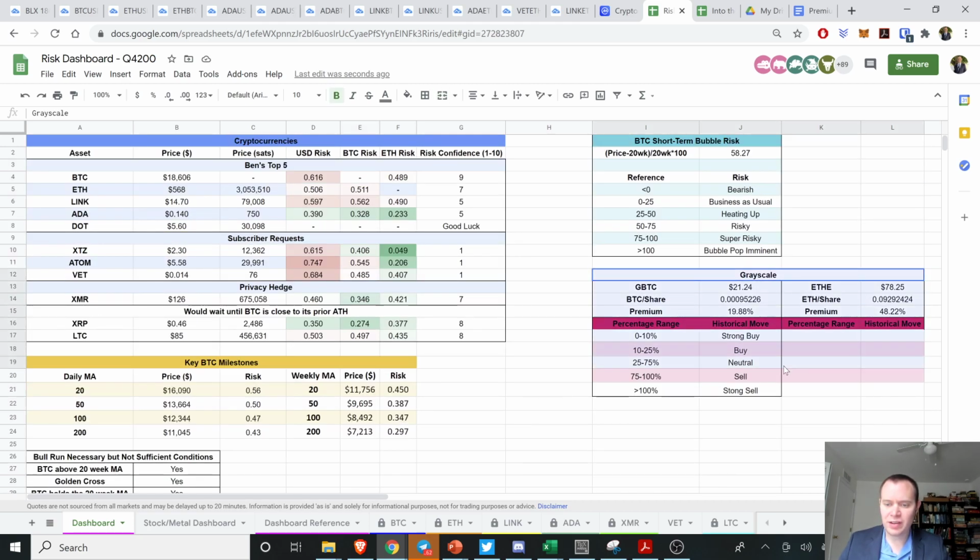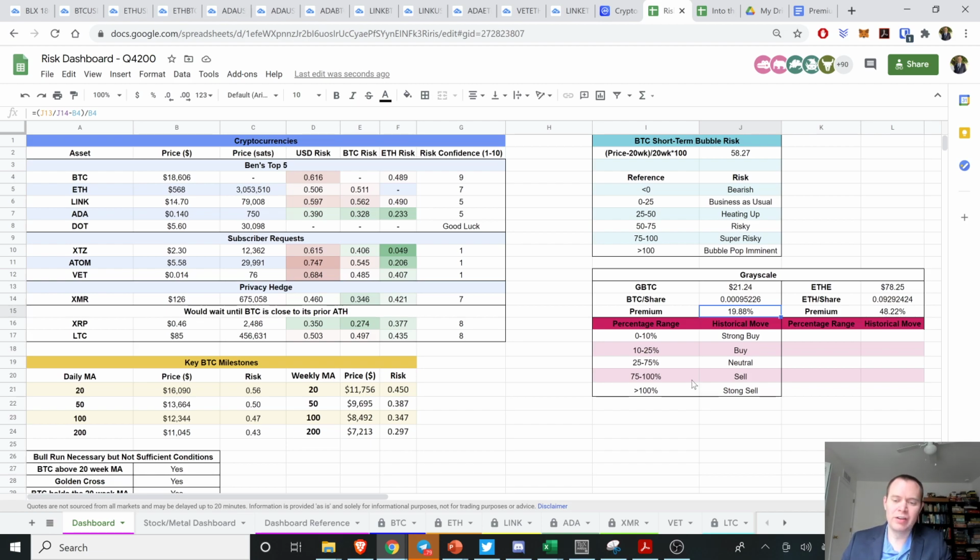This just shows the Grayscale premiums. So this is 20%, this is 48%. These just correspond to that premium, not whether you should buy Bitcoin. In order for me to buy GBTC, I would first want to see the Bitcoin risk below 0.5, and then I would also want to see the premium below 25% at the very least. It would be better if it's between 0 and 10%. The reason this is important is because if you're contributing to an IRA annually, you can contribute about $6,000 or so annually to an IRA. You have the whole year to do it, right?